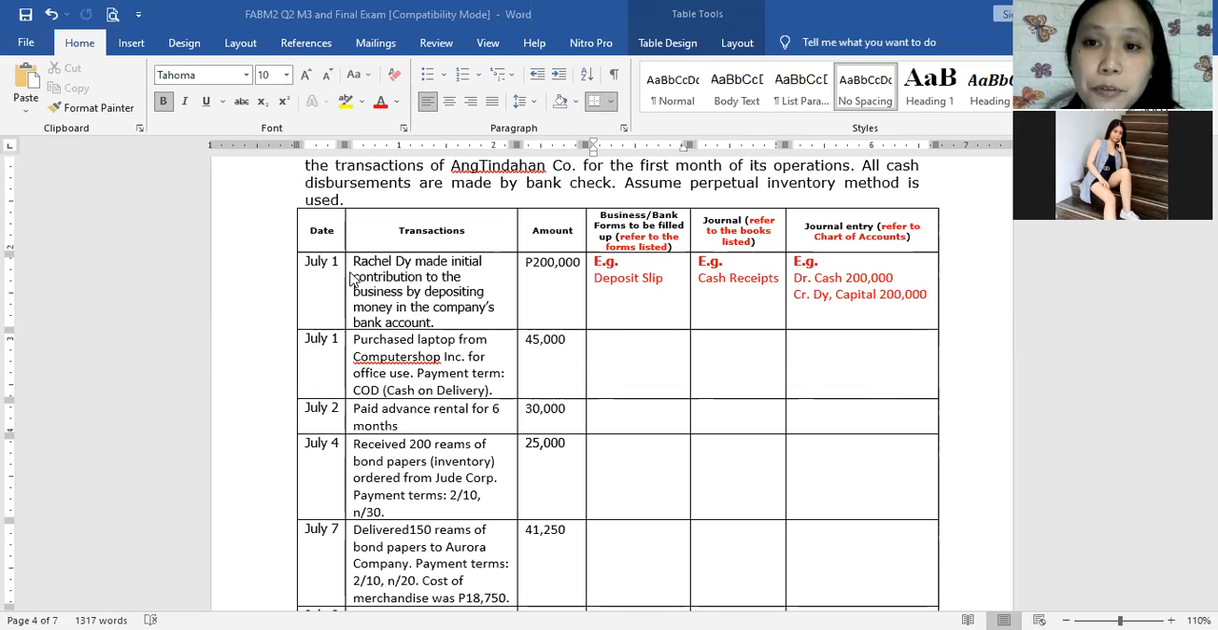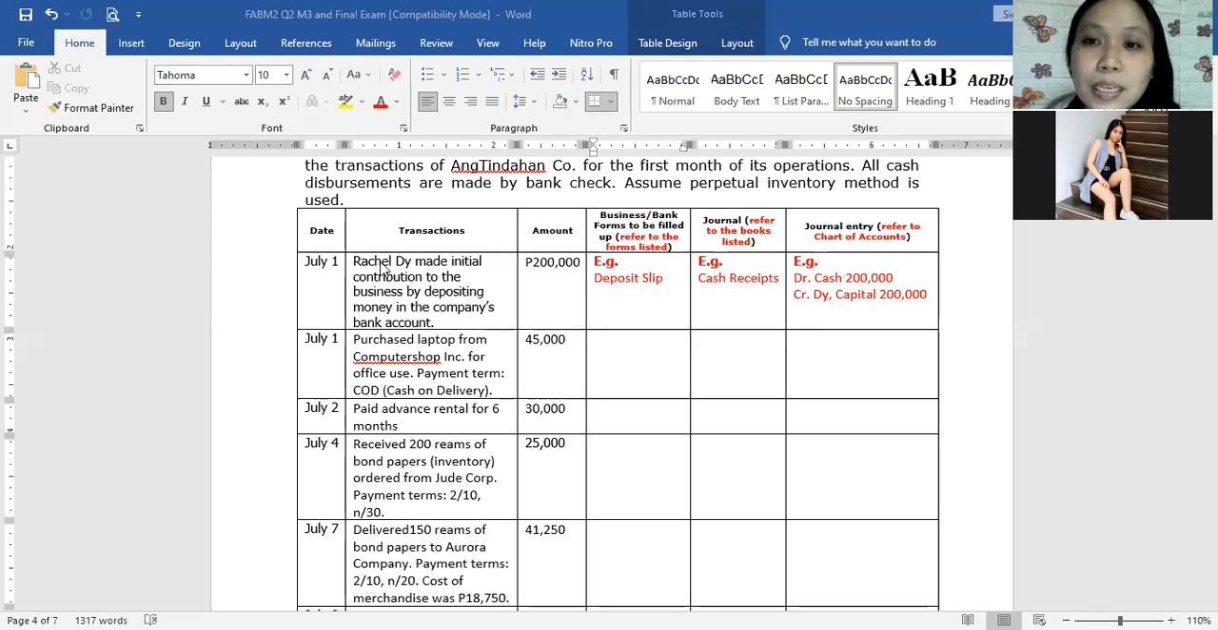Okay, now let us begin with the first transaction. Rachel D made an initial contribution to the business by depositing money in the company's bank account. By the way, you will be in the stand of the merchandising company. You are the company, not the buyer's side. Just think of what documents the company will prepare, not the customer's side.